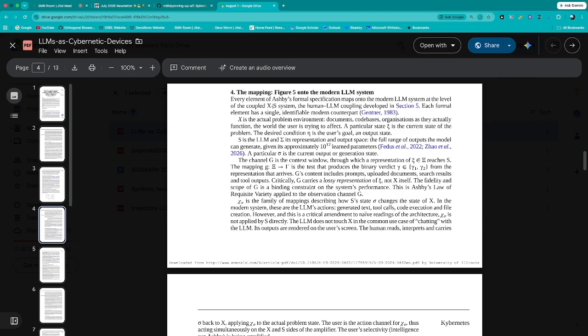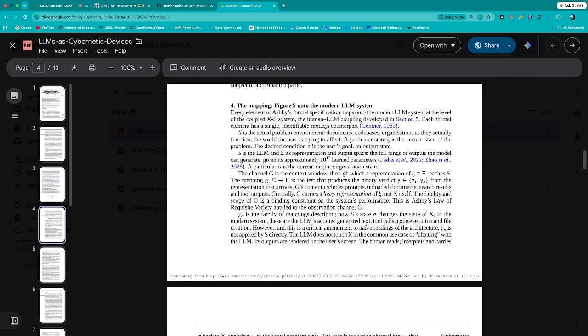There's this XS system, which is coupled. So X is the actual problem environment, which includes documents, code bases, organizations as they actually function, the world the user is trying to affect. There's a lot in this variable; they'll use a symbol, but there's a lot underlying the symbol, a lot of constructs that need to be represented. But X is basically the problem environment. And then S is this large language model and a summation of its representation and output space. So again, X is maybe the real world, and S is the model.